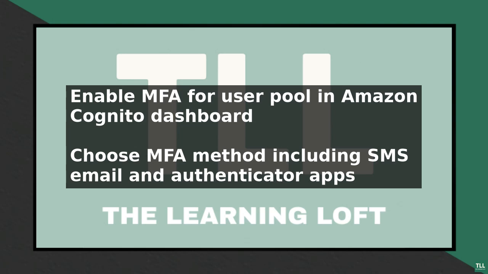To integrate MFA with your Amplify application, you need to update your authentication code to include MFA. This involves importing the necessary modules, initializing the authentication client, and calling the MFA API to send the MFA code. You can use the AWS Amplify library to handle MFA authentication and verification.